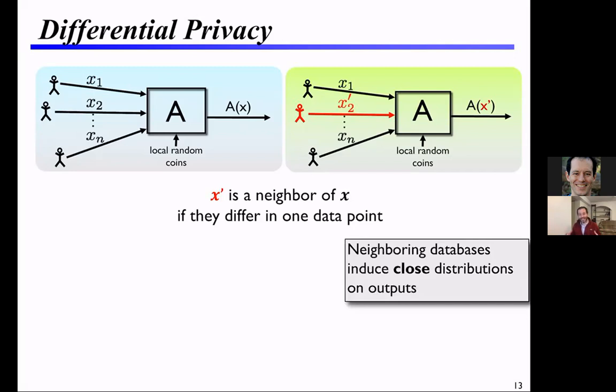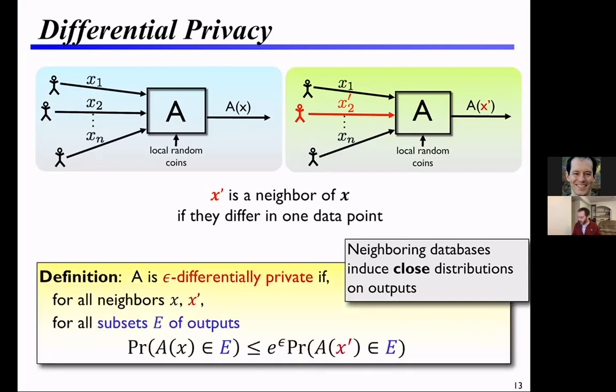And the requirement is that neighboring data sets induce close distributions on outputs. So specifically, we're going to have a parameter epsilon. It's going to be a positive real number that tells us how strict our definition is.